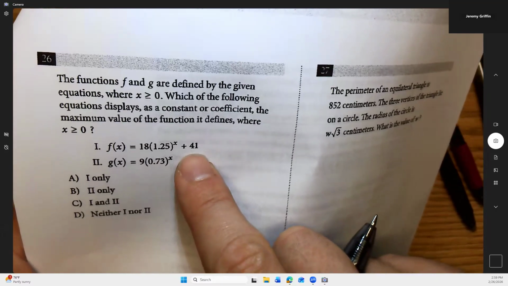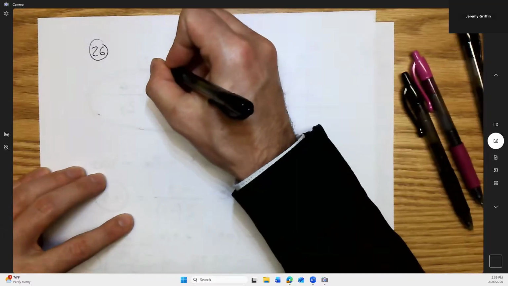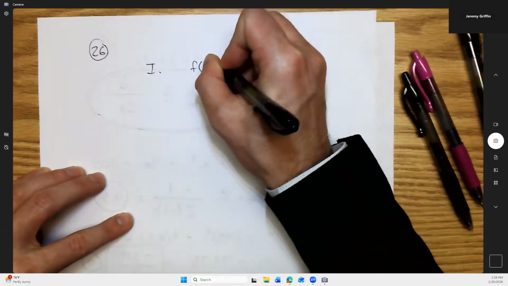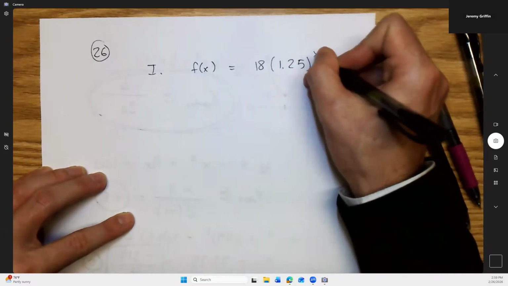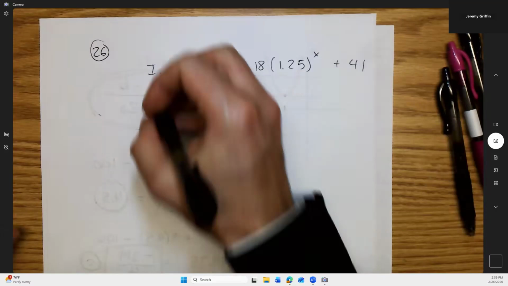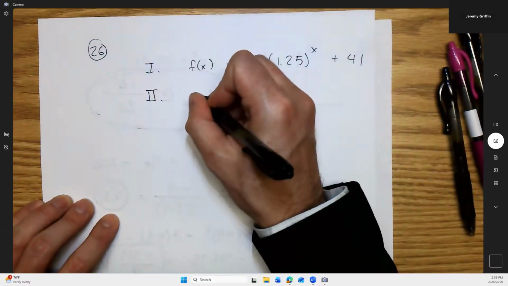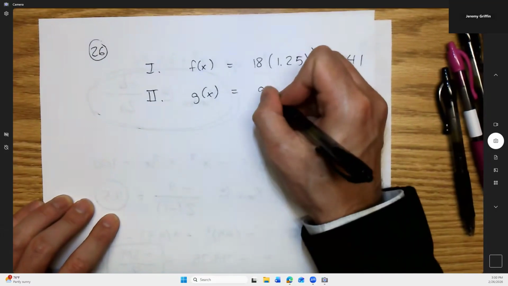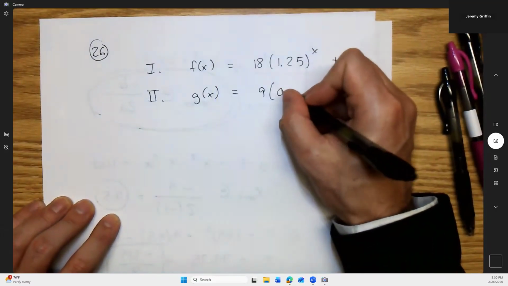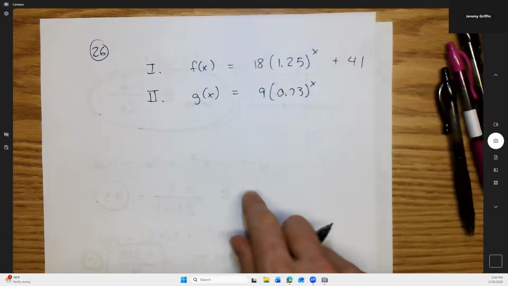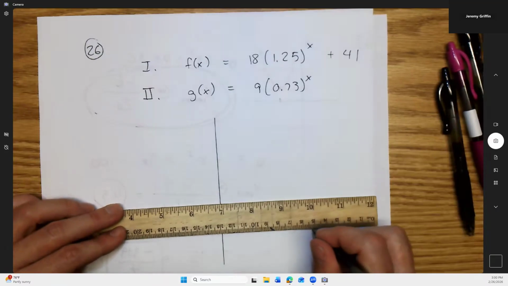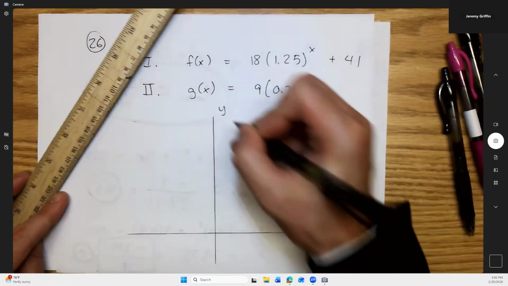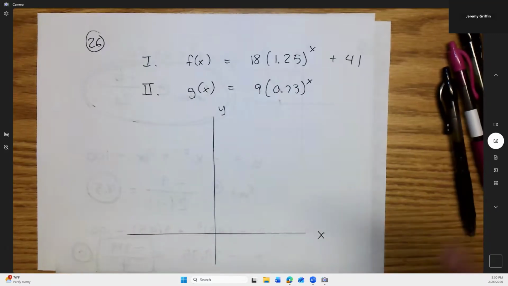So this equation 1, I'm going to write these down so they're bigger. Equation 1 is f of x equals something times 1.25 to the power of x, and the whole thing is plus 41. Equation 2 is g of x, and that's 9 times 0.73 to the power of x. Let's throw those on a couple sets of axes. Let's make some graphs out of this. X-axis, y-axis. We're making the basic shape, because if you know the basic shape of these, I think that'll help to answer the question too.